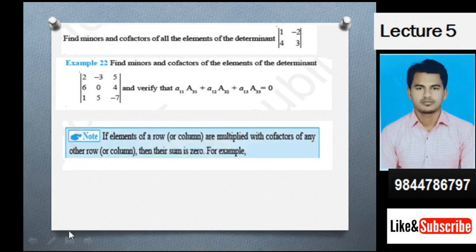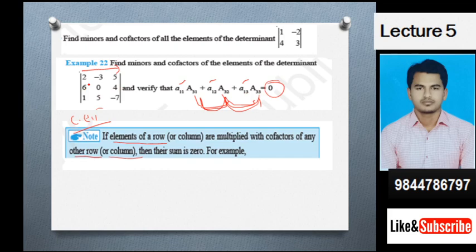So this is an important note for the CET exam. The note is, you can choose the elements of a row or column, multiplied with the cofactors of any other row or column. See here. So this is my element of the first row. This is my cofactor element. This is the cofactor of the third row. Multiplied, the resultant is 0.